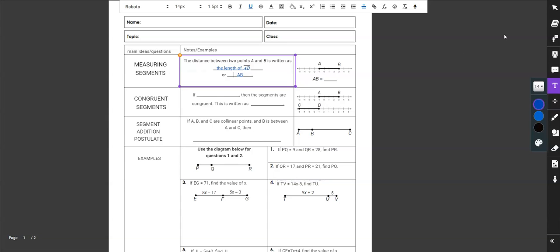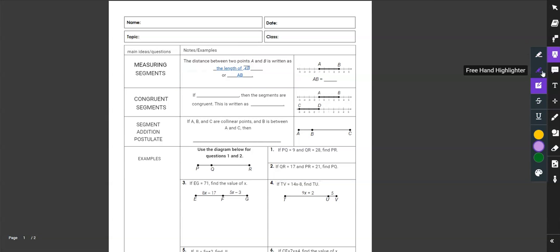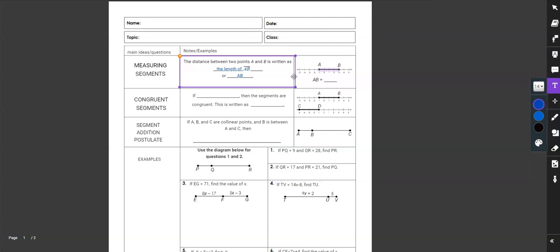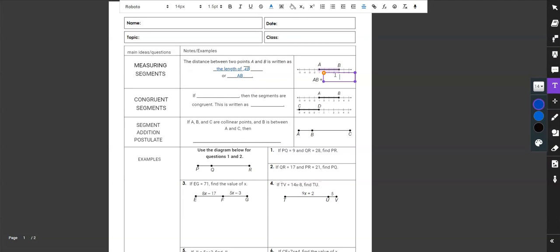If we look at our picture here, we have segment AB, and we can see that it goes from 1 to -3. So we count 1, 2, 3, 4 units. The other way we could have done that is 3 minus -1 to get 4. So we're going to put that there.